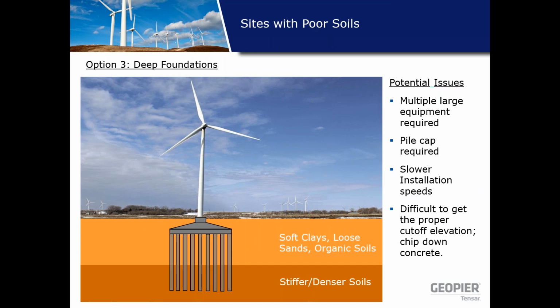Option 3 would be deep foundations. So deep foundations are certainly a robust solution that would help limit both total and differential settlement. You'd have a good solution, but there's a cost associated with that. So deep foundations are generally quite long. They require multiple pieces of equipment. They generally require a structural connection to the foundation. And it might be difficult to get to the proper cutoff elevation.